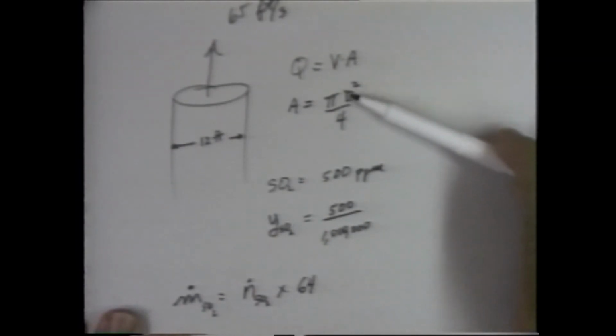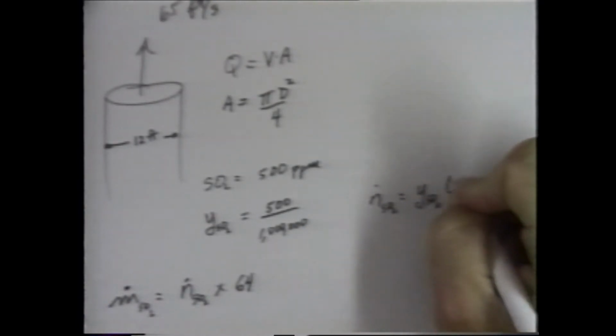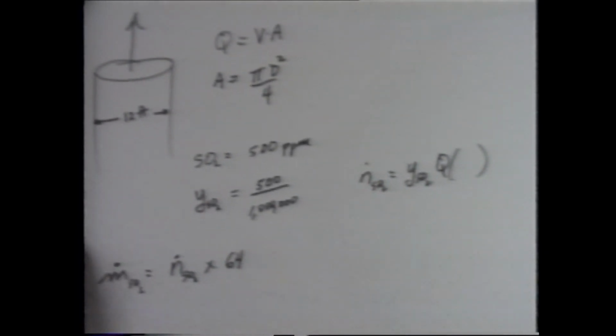Okay, so you see how this is proceeding from our initial diagram. Q, given the velocity, we need the area. We can get that from the diameter. The mole fraction comes from the parts per million. The molar flow rate is just going to be equal to the mole fraction times Q converted using the ideal gas law into a molar flow rate total. So let's see the solution to that in numbers.